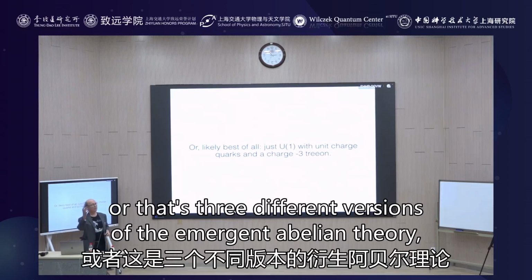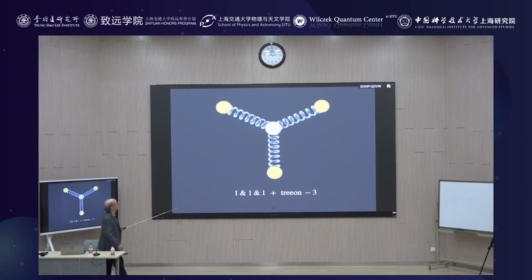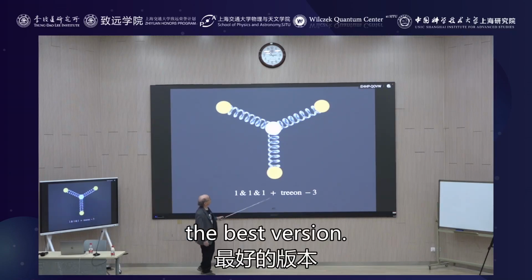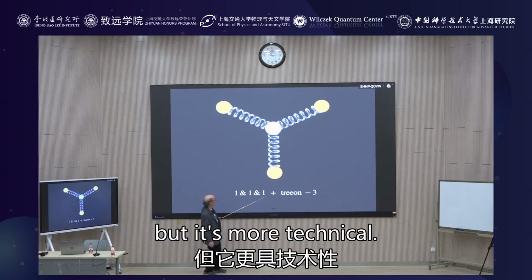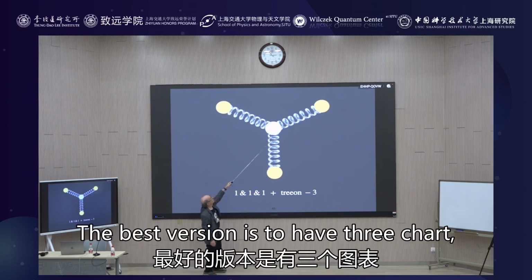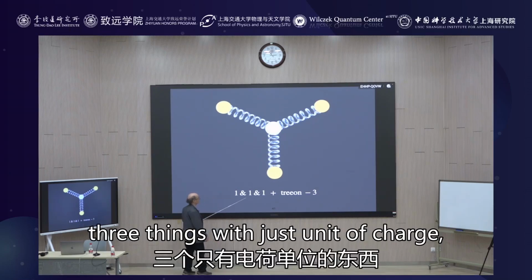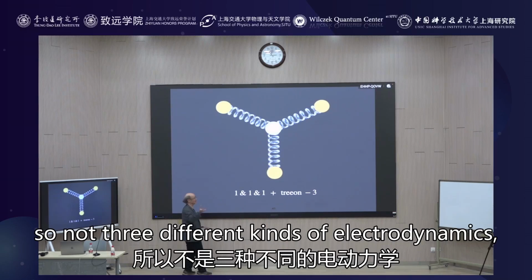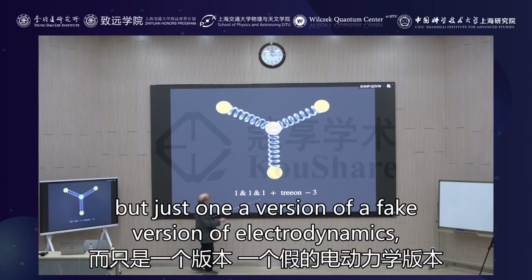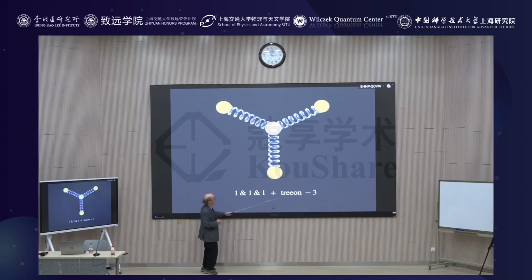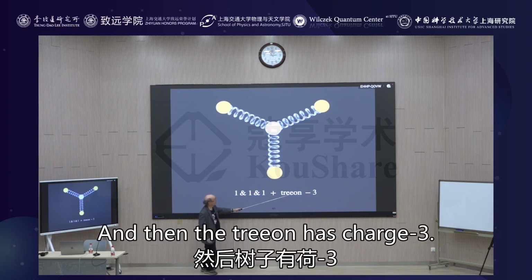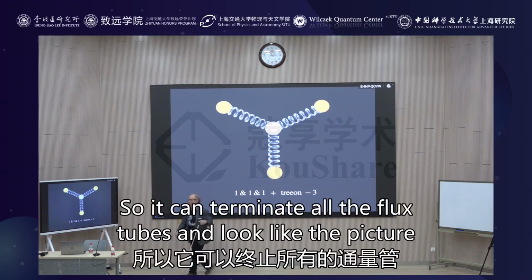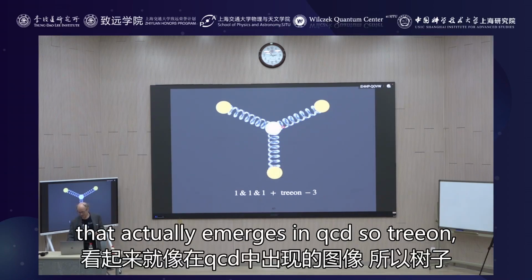Or that's 3 different versions of the emergent abelian theory. The best version, and even this can be improved, but it's more technical, the best version is to have 3 things with just unit of charge, so not 3 different kinds of electrodynamics, but just one, a fake version of electrodynamics, and then the trions, an emergent kind of interaction. And then the trion has charge -3, so it can terminate all the flux tubes and look like the picture that actually emerges in QCD.